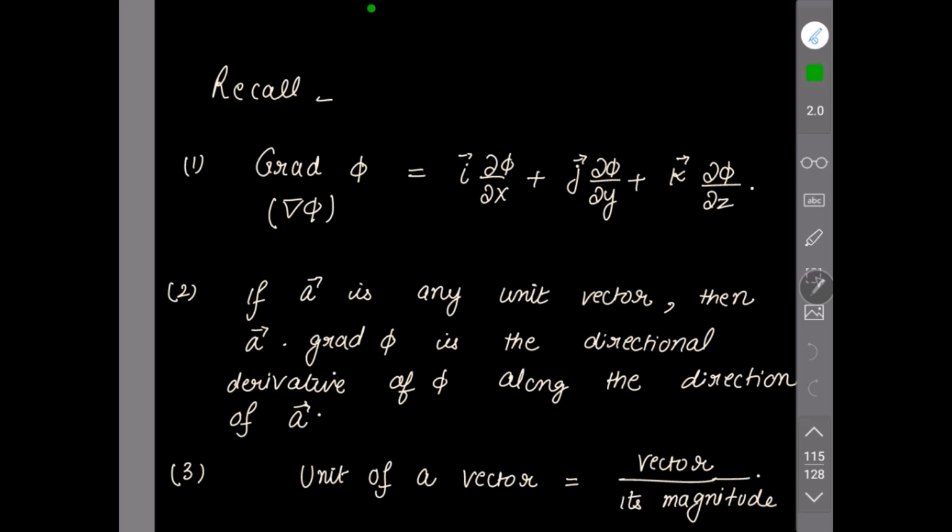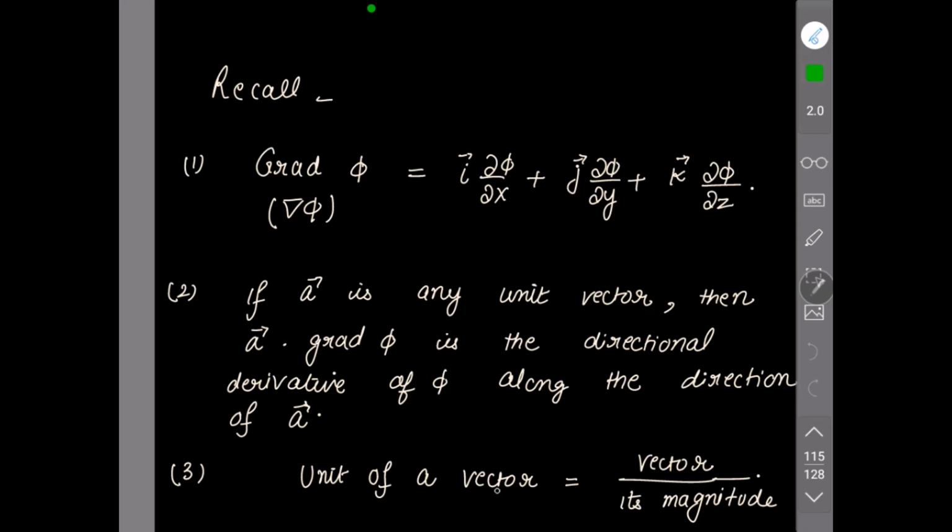Second, if a is any unit vector, then its dot product with grad phi is the directional derivative of phi along the direction of a. Now whenever you have to find the directional derivative of the given level surface along the direction of a vector, where a is your unit vector, then you need to calculate a dot grad phi, where this a vector is a unit vector. This is very important.